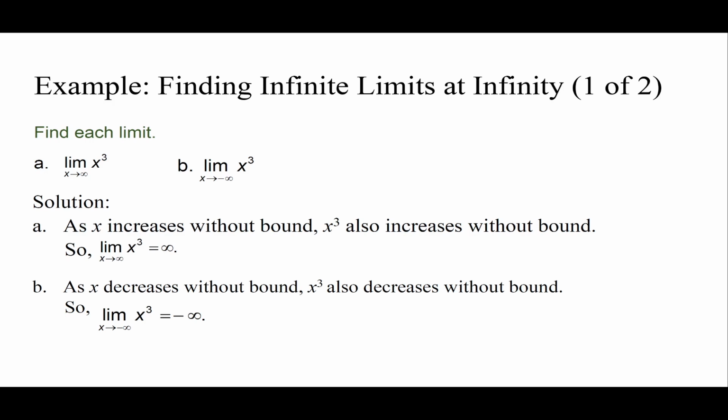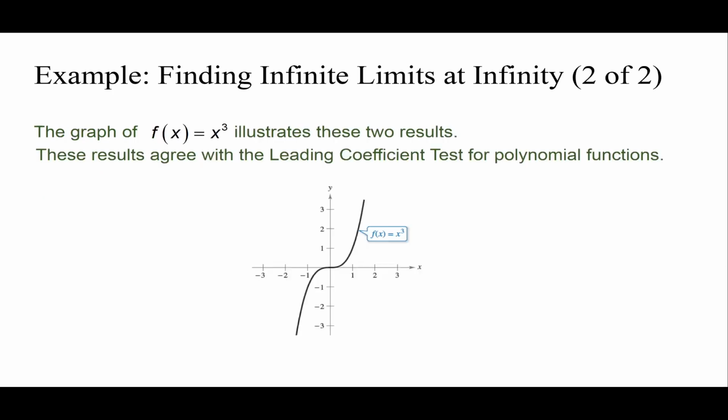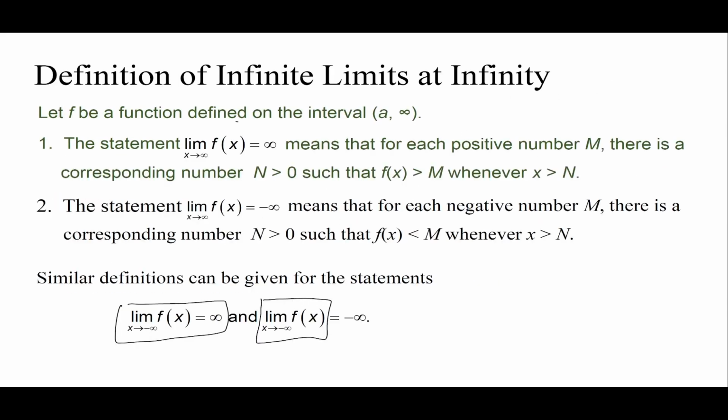Example, look at here, x cubed. When x approaches infinity, x cubed approaches infinity, because x cubed keeps growing, so there is no bound. The graph of x cubed would look like this. When x approaches infinity, the graph keeps going up and up, and when x approaches negative infinity, the graph keeps going down and down. That's why the limits are infinity and negative infinity. That's the graphical illustration. You can use a graphical tool, or just use a tool you can find online. Okay, so that's the infinite limit at infinity.